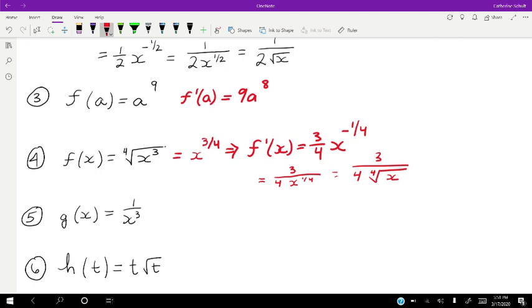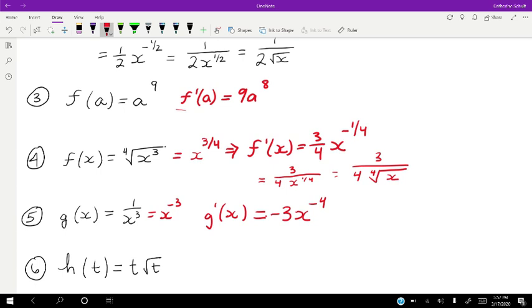G of x equals 1 over x cubed. You guys rewrote that as x to the negative 3. So now the derivative, and make sure you write out the derivative. Don't just say, for instance, that a to the 9th equals 9 times a to the 8th, because it's not. You want to make sure you're putting in the operation and you're taking the derivative. Anyhoo, bring down the exponent, subtract 1 for the new exponent.